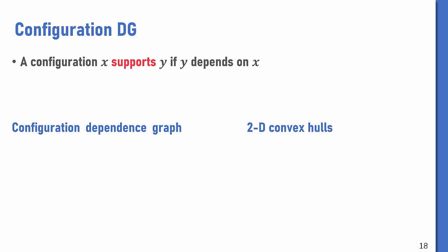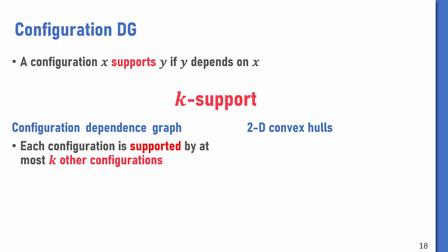Then we can analyze the depth of the dependence graph based on a new concept we proposed in this paper, which is called K-support. In the configuration space, it means that each configuration is supported by at most K other configurations. In other words, in the configuration dependence graph, each node has at most K predecessors. Recall that in 2D convex hull, we just got the conclusion that each edge depends on at most two other edges. So K is a constant too.